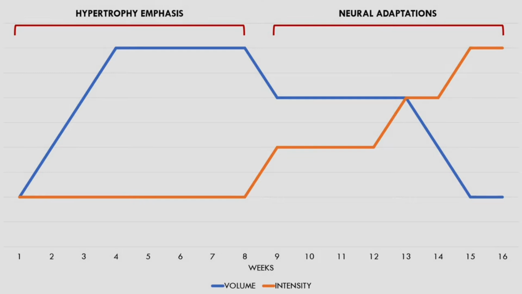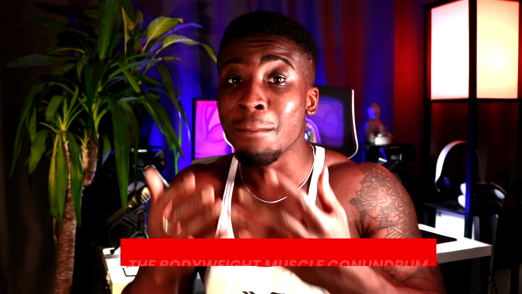This is going to be really important when you come to making your own training programs, because you don't want to miss out either part of that equation. You don't want to miss out on the neural adaptations, which is the strength training, and you don't want to miss out on building muscle, because that will also help with your strength. But this brings into question the bodyweight muscle conundrum.